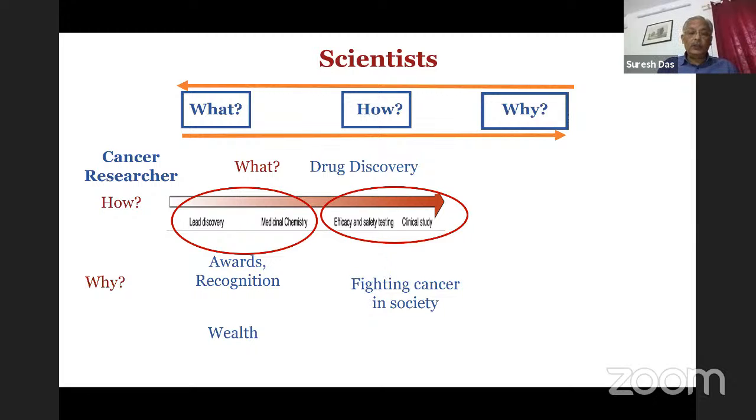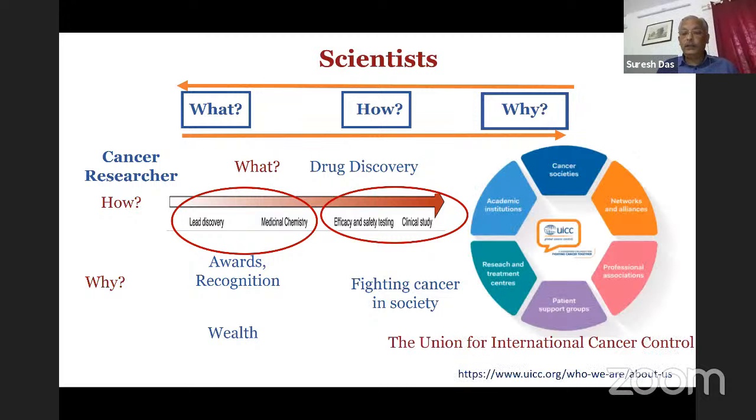But we know that cancer is not going to be cured only by this molecule. There are so many aspects. So such a person will be involved in many other aspects and the larger picture of how to mitigate cancer in society. Just like I have given here an example of the Union for International Cancer Control. You can see that such a society would have been started by people who are interested and have a larger picture in mind.